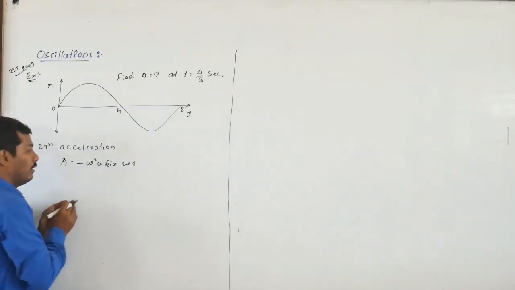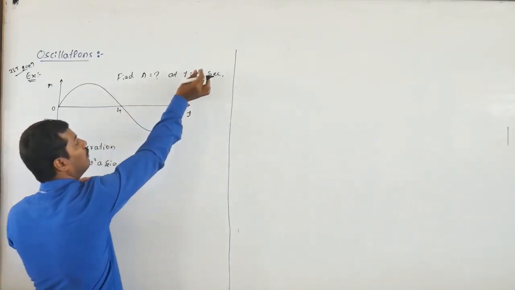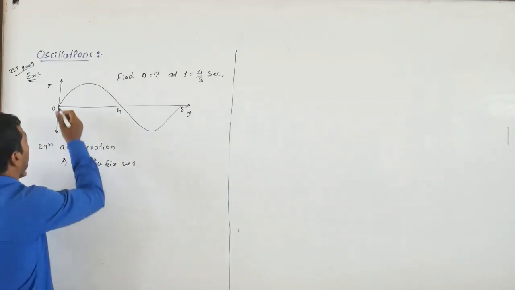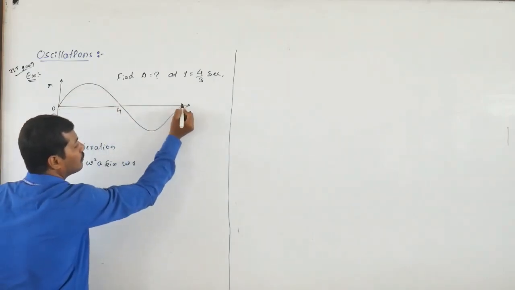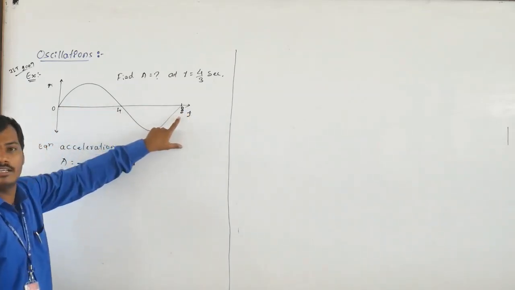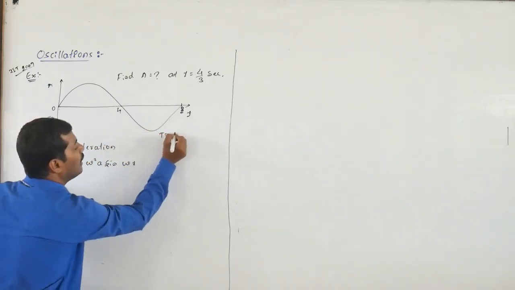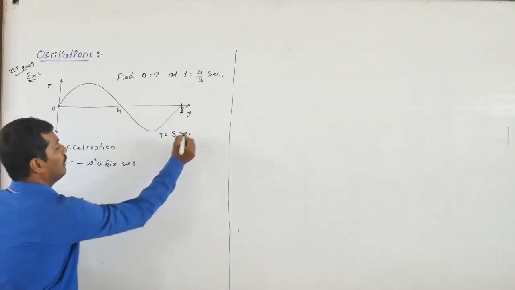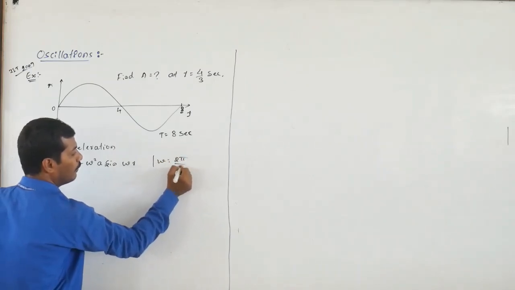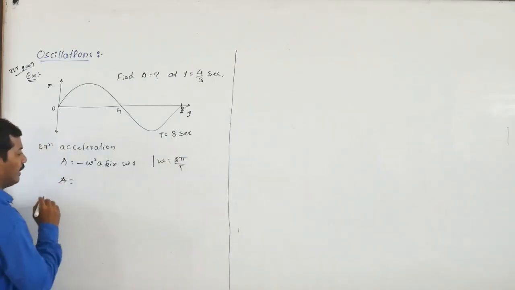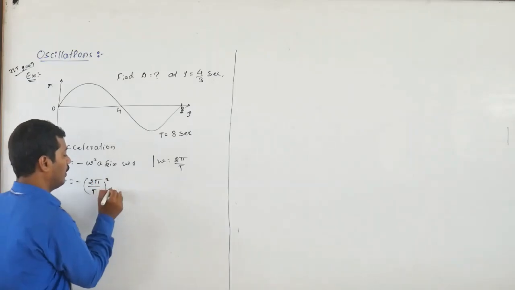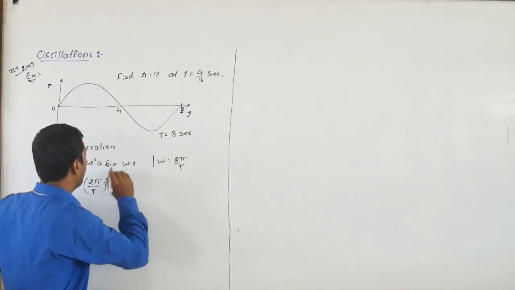But here we have to take the time as 4 by 3 seconds. What is the time period? It completes one period in 8 seconds, so the time period capital T is 8 seconds. Omega equals 2 pi by T, so the acceleration is minus of 2 pi divided by T, squared, into A into sine of omega t.